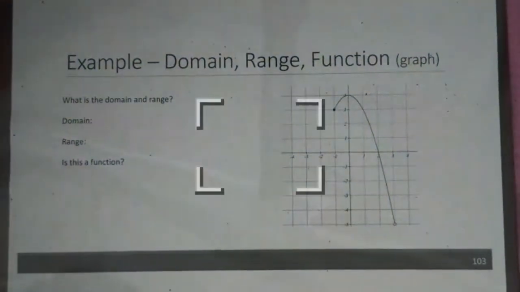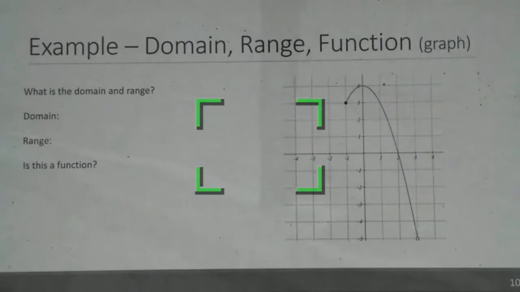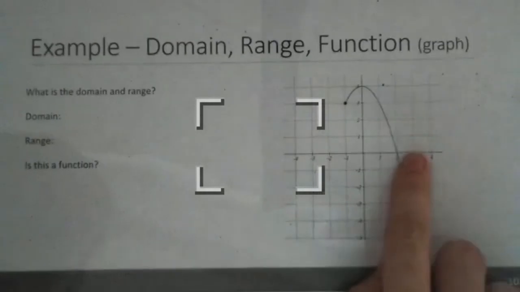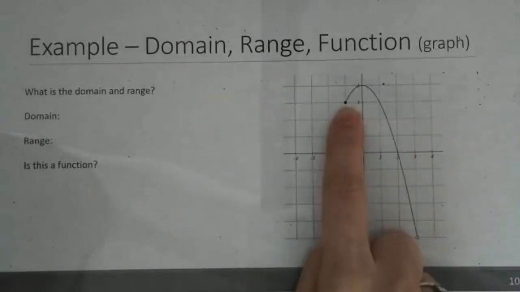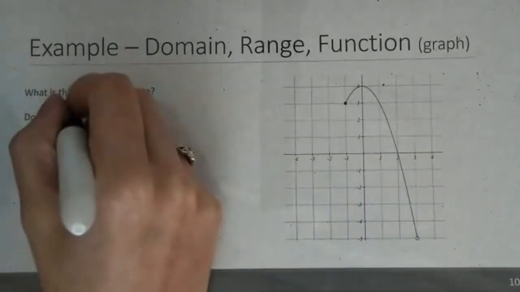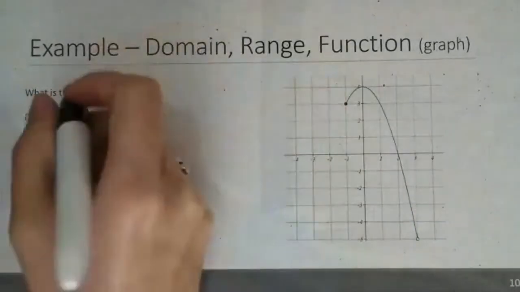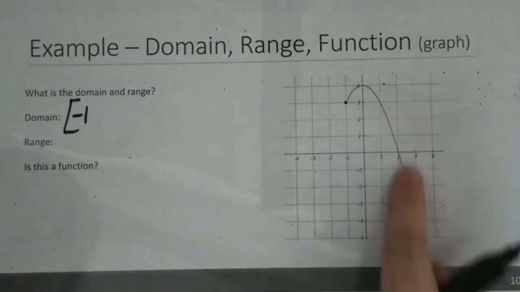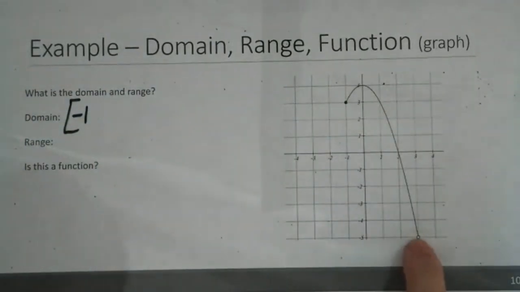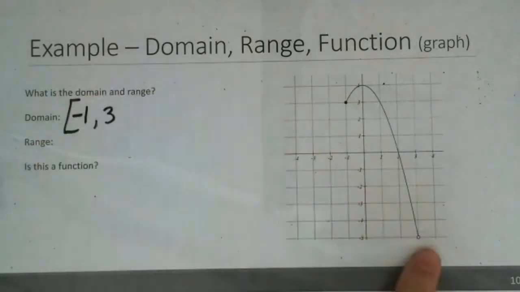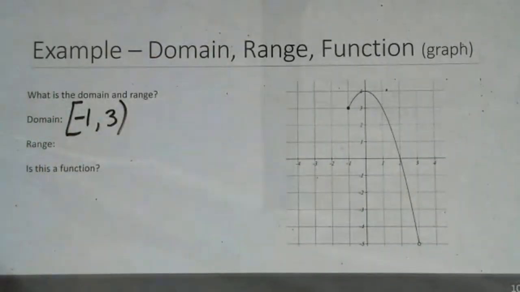Here's another graph to look at. We want to find the domain, the range, and is it a function? So domain is our x values. How far left do we go? It looks like we don't go any farther left than -1. And that has a closed circle on it, so that will be a bracket. How far to the right do we go? It looks like we stop here at an x value of 3. And that one's an open circle, so we'll use parentheses.